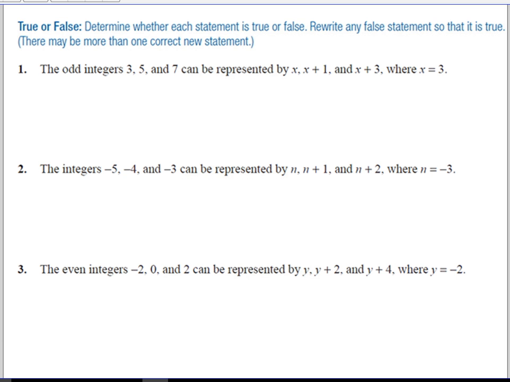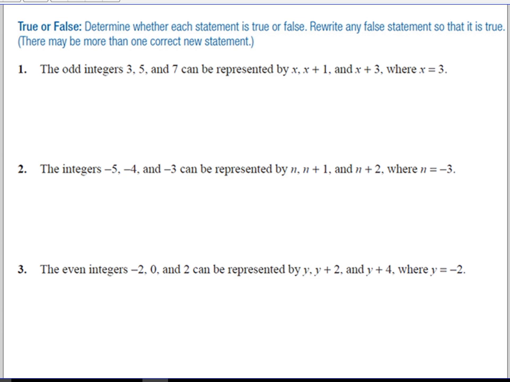So here's some things to look at. We're going to determine if they're true or false and fix any false statements. And it says there may be more than one way to correct a statement. Saying it cannot be represented, if it's false, is just not a good way to fix it. It would make it a true statement, but it doesn't really help us see what we're supposed to be doing. So we'll fix it better than that.